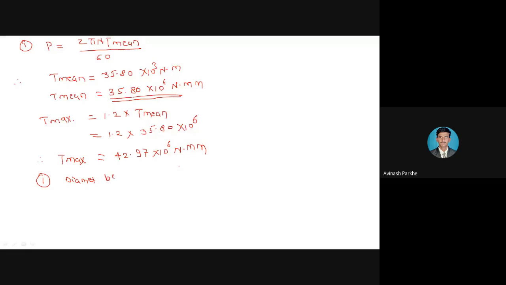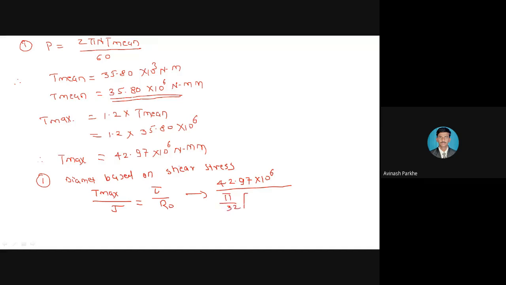Diameter based on shear stress. So use the formula Tmax upon J is equal to tau upon R. Again, a hollow shaft is given, therefore consider it as RO. Therefore Tmax, which we have just calculated, is 42.97 into 10 raised to 6, divided by J, which is pi by 32 in bracket DO raised to 4 minus DI raised to 4.